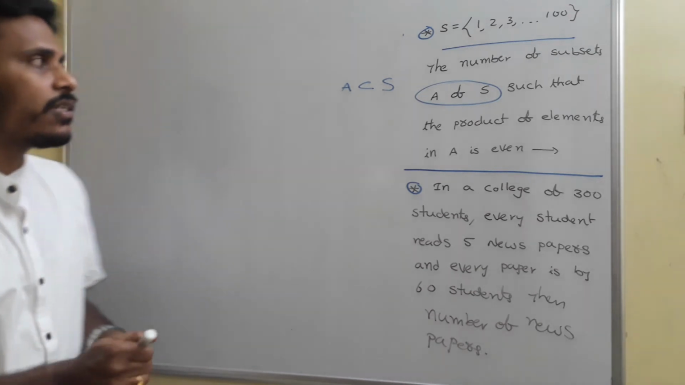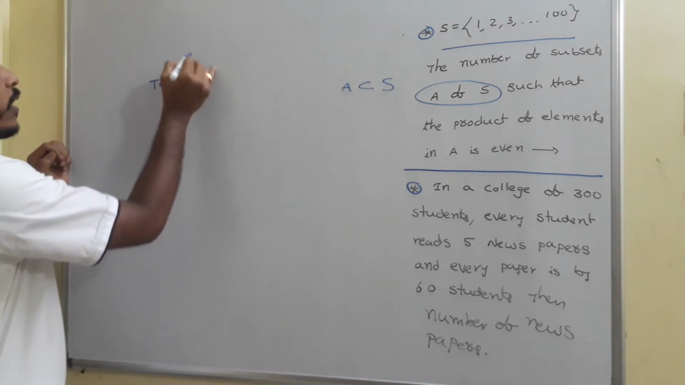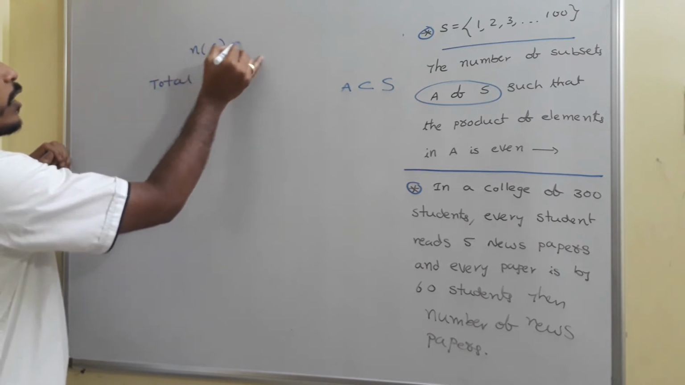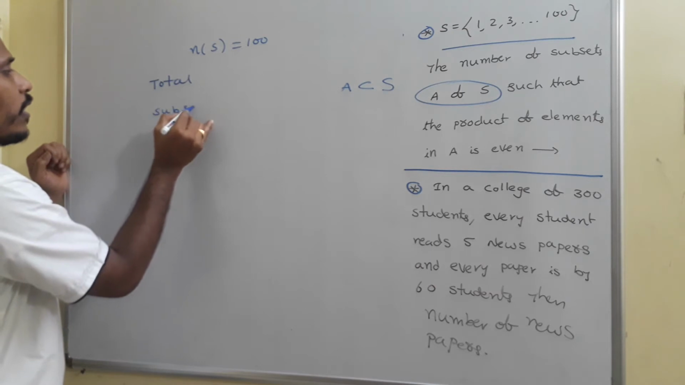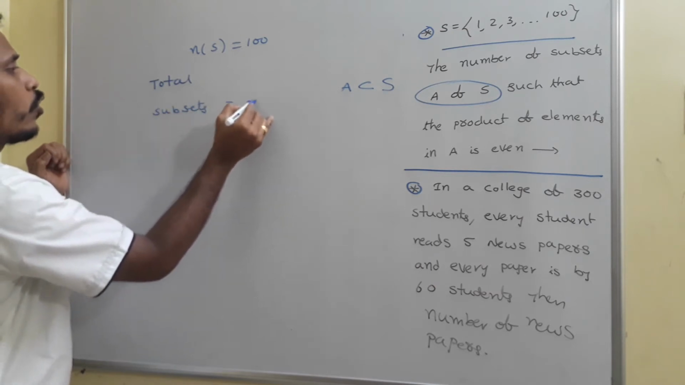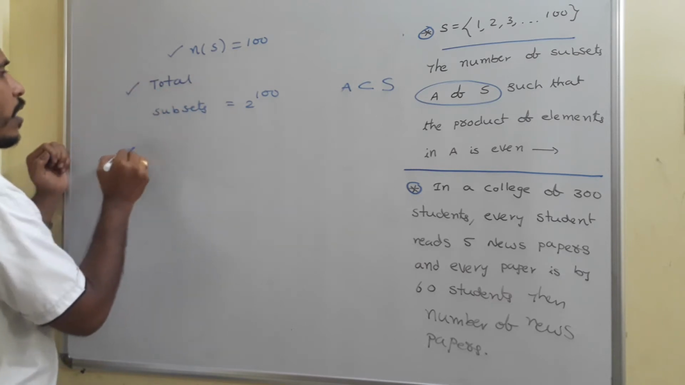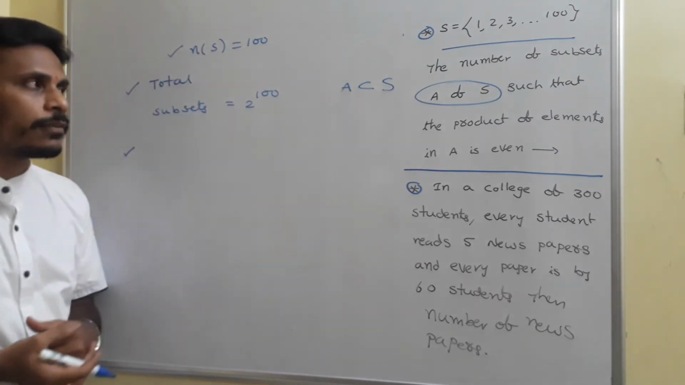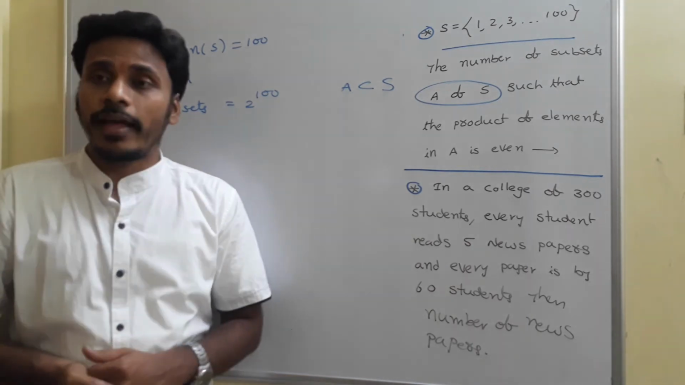So my idea is total number of subsets. How many total number of subsets are there? Here for the given set S, the total number of elements is 100. Then from there it is very clear that total subsets is equal to 2 power 100, number of elements in S and then total subsets. Right. And we are searching for the number of subsets A such that the product of the elements is even.